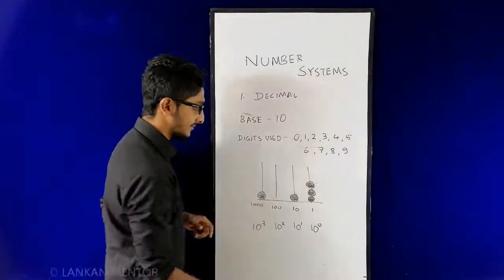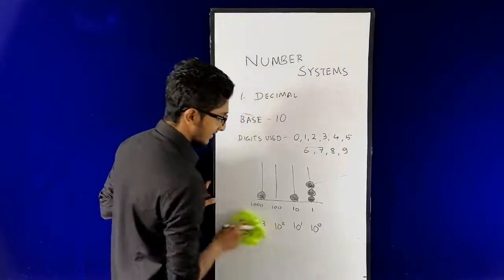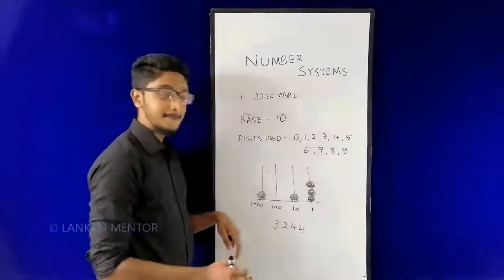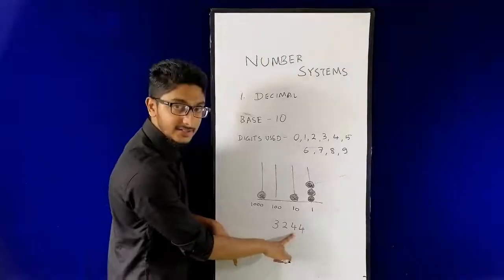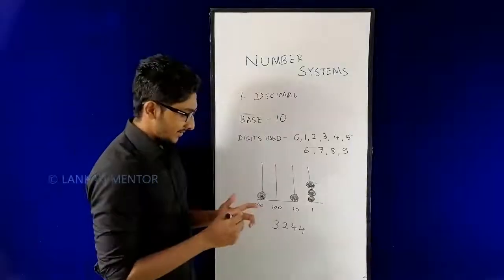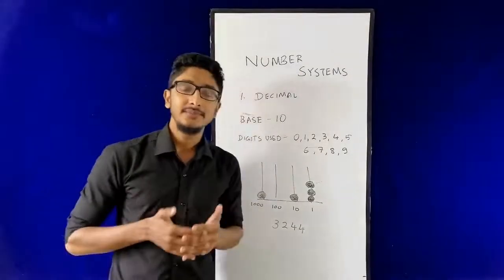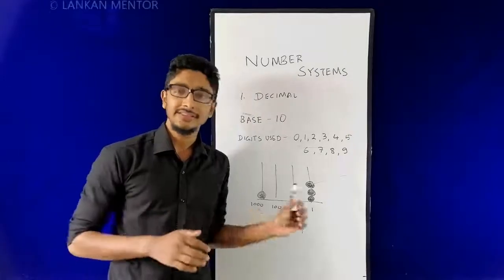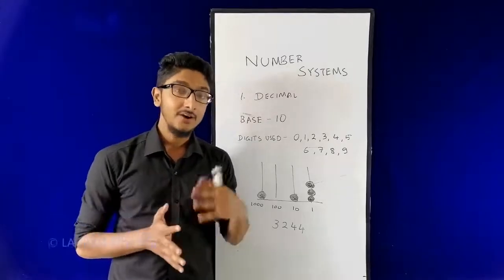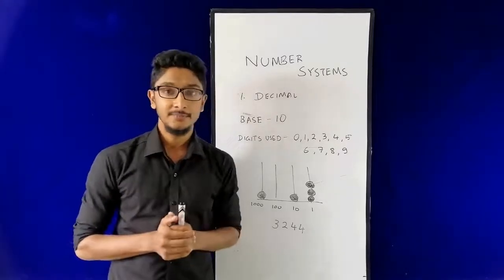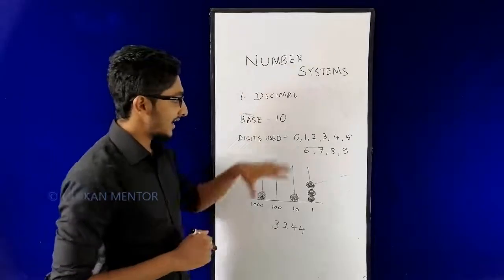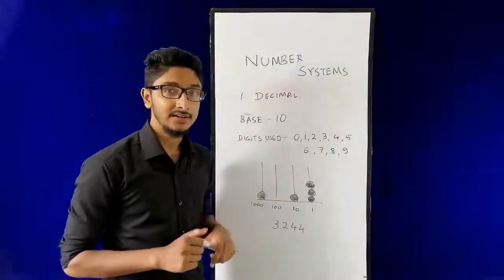If I just write a number, let's say it is 3244. Now this is the ones place, tens place, hundreds place, thousands place. Right? So this is how we write decimal numbers. But with decimal numbers, we don't care about these things, because we are used to it. Now what matters is how we are going to write the other number systems: binary, octal, and hexadecimal. Okay, now as you have this idea, we'll move on to binary number systems.